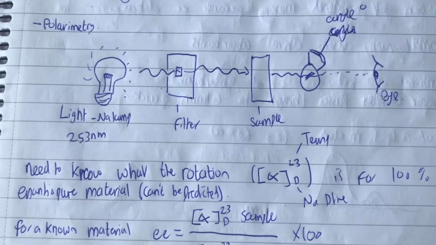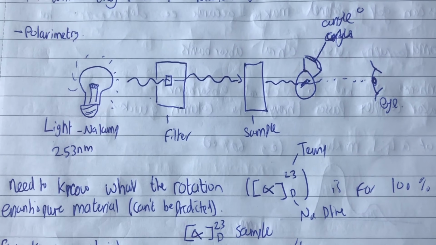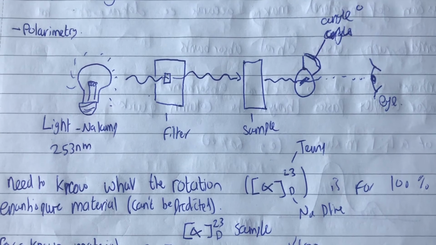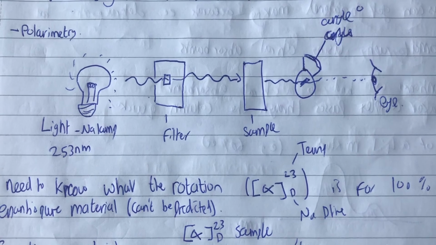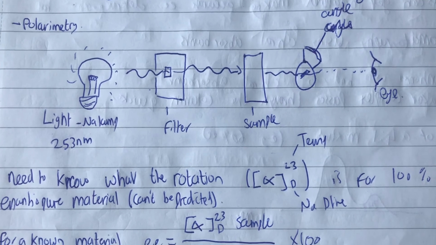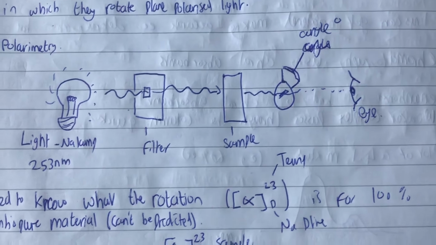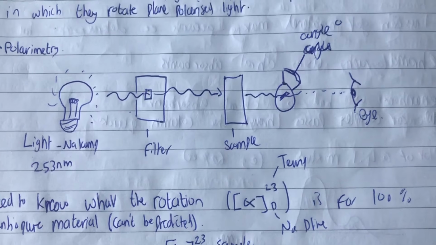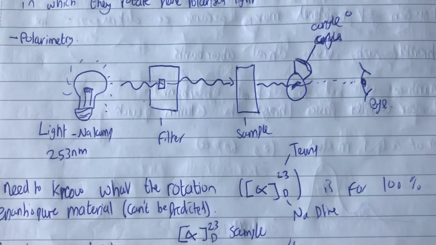So we can look at polarimetry, and what happens here, you shine a bit of light at a filter, that obviously selects the wavelength of light that you're going to be using. That then goes through your sample, it goes through another filter at a certain angle, and then that comes out and you see it at your eyes.